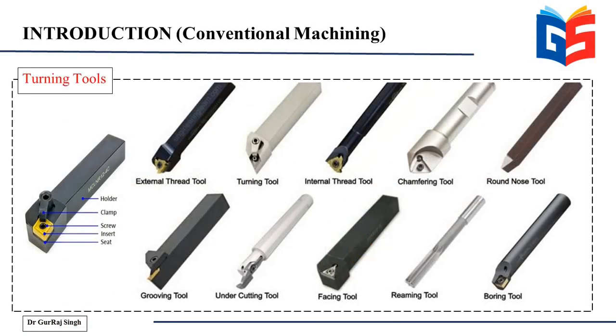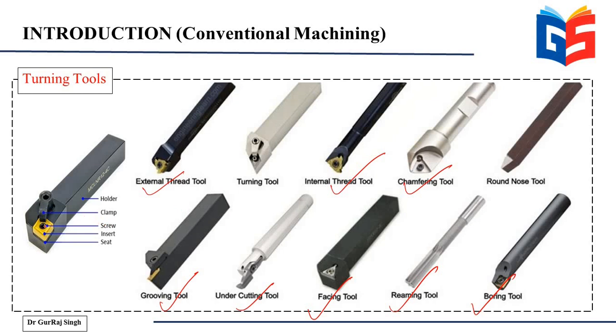And these are the different types of turning tools that are used in different cutting operations. For example, you want to give external threads, you want to give internal threads, chamfering, then you want to give a groove, you want an undercutting tool, you want to face, ream, or you want to bore. So you have dedicated cutting tools, dedicated cutting tool inserts rather, I'd say, for different cutting operations.